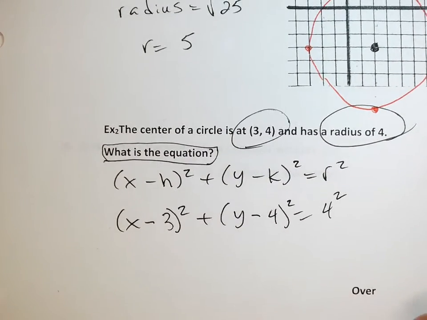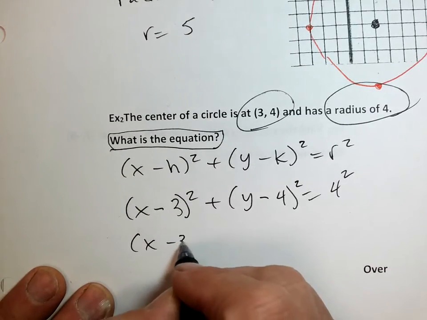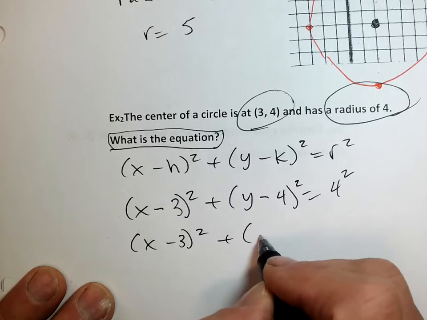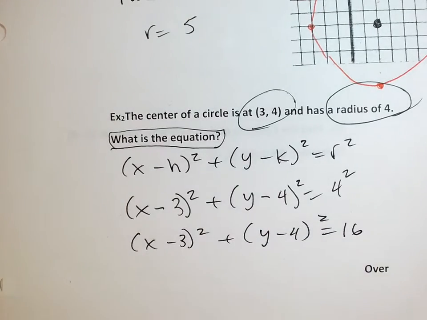You guys agree? So my answer, the equation of this circle, is simply x minus 3 squared plus y minus 4 squared equals 16. That's it. Easy? Told you it's an easy day today. It really is.